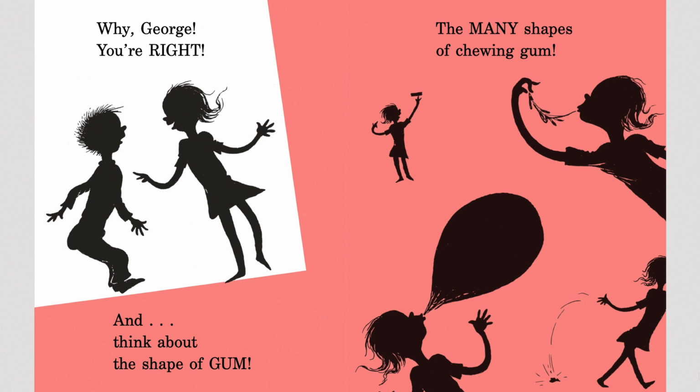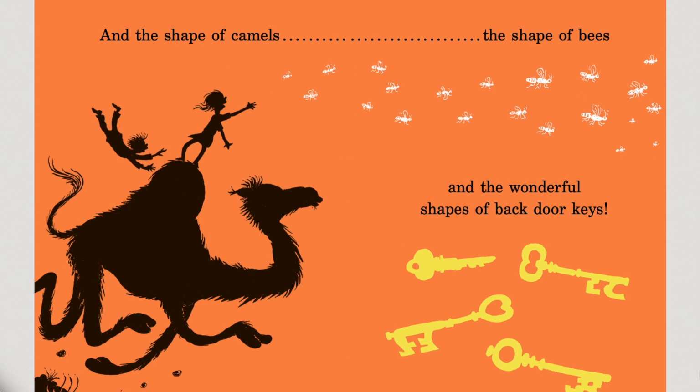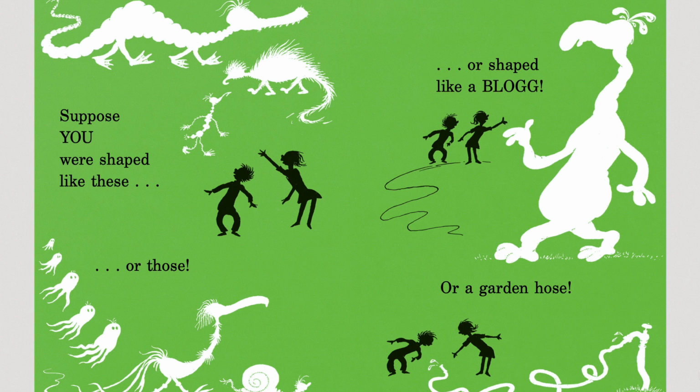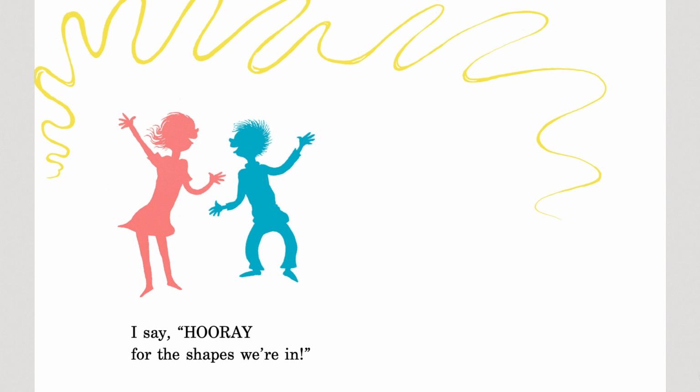Why, George, you're right! And think about the shape of gum, the many shapes of chewing gum. And the shape of smoke and marshmallows and fires, and mountains and roosters and horses and tires. And the shape of camels, the shape of bees, and the wonderful shapes of backdoor keys. And the shapes of spider webs and clothes. And speaking of shapes, now just suppose you were shaped like these, or those, or shaped like a blog, or a garden hose. Of all the shapes we might have been, I say hooray for the shapes we're in.